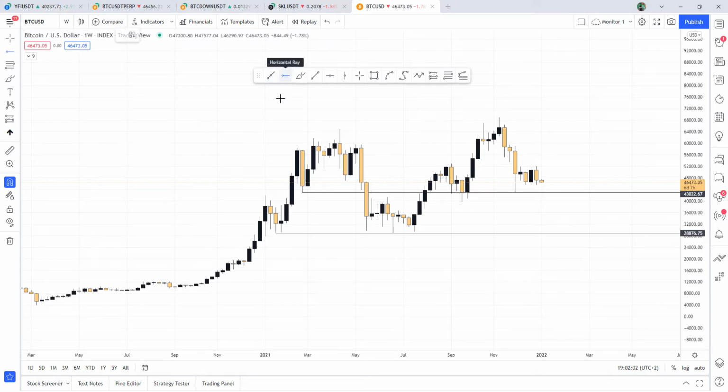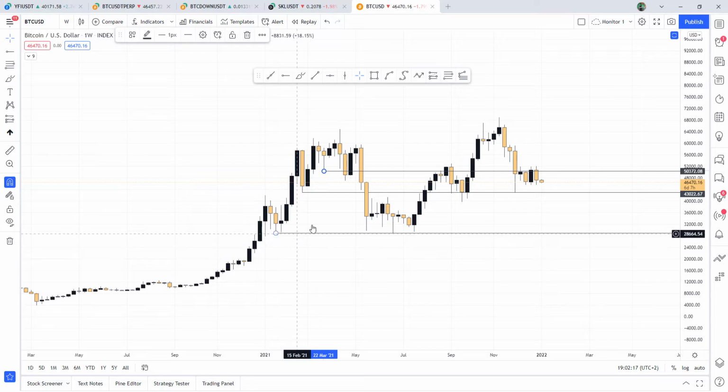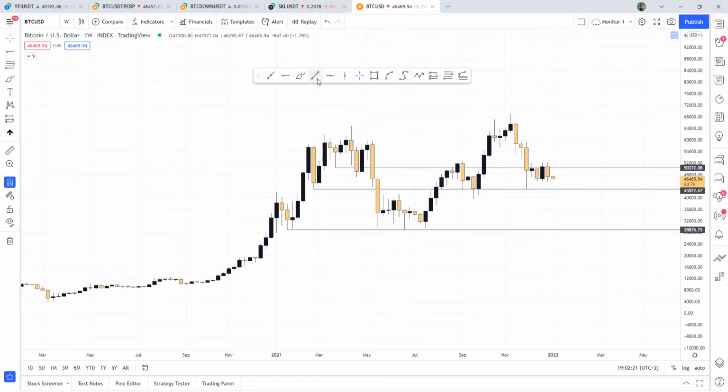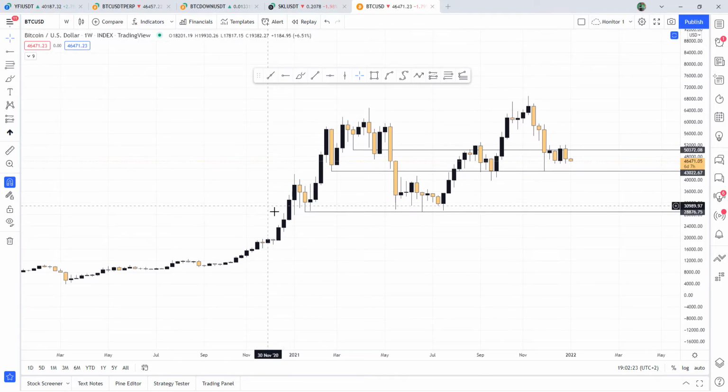Let's actually do it. Here we have one. For me yellow is red, okay? So we have one, two, and then the black starts. So we mark this one here, this wick here. So this is how you actually draw support lines.